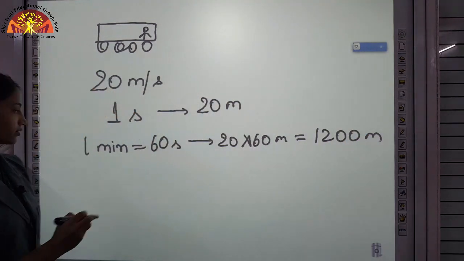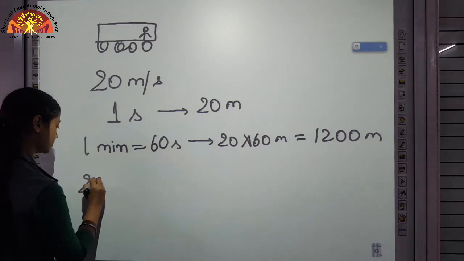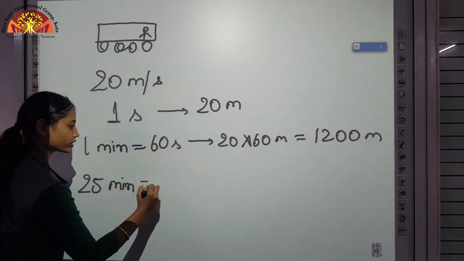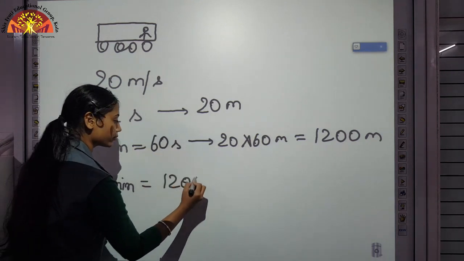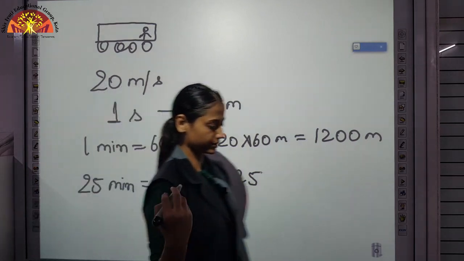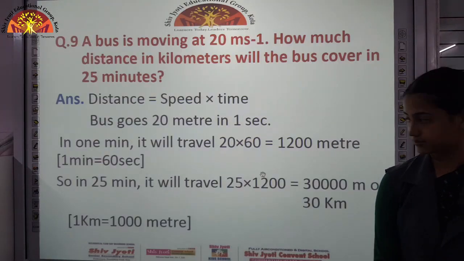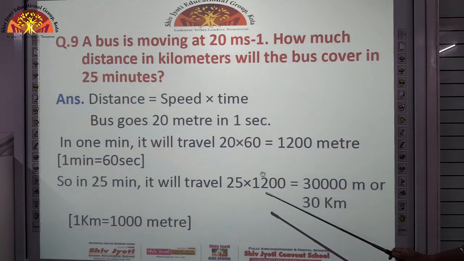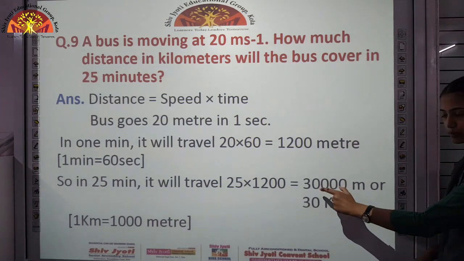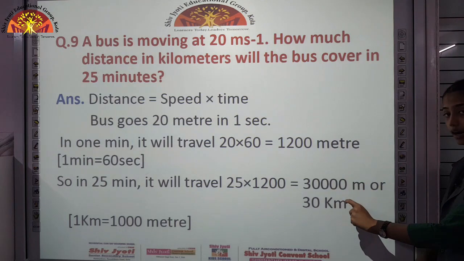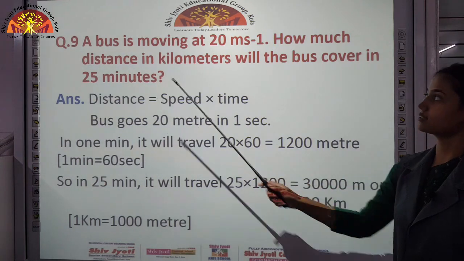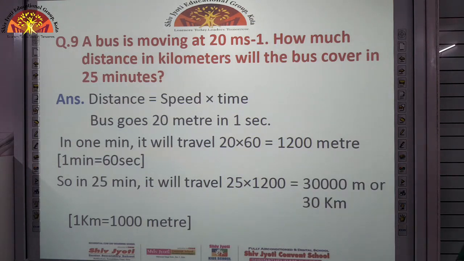In question we have to find distance covered in 25 minutes. So what will you do? Simply 1200 meter multiplied by 25. You will do this only. So 25 into 1200 is equal to 30,000 meter. As this is a smaller unit, we will convert it into the larger unit, which will be 30 kilometers. So in 25 minutes our bus is covering 30 kilometers.